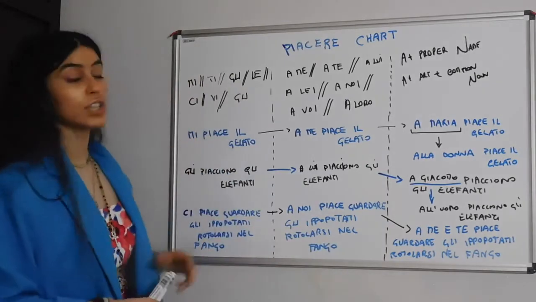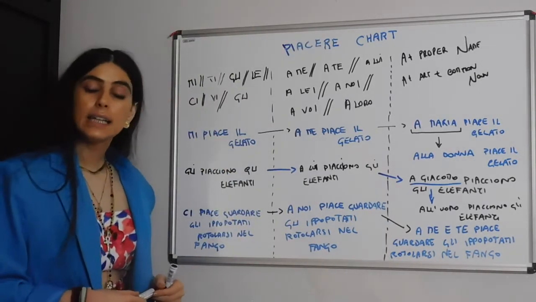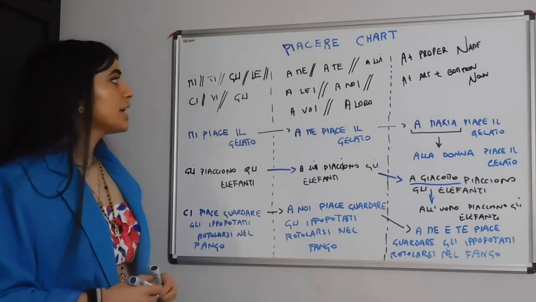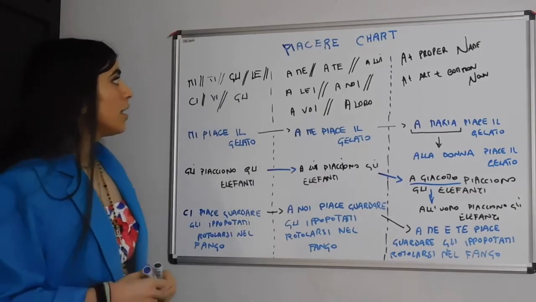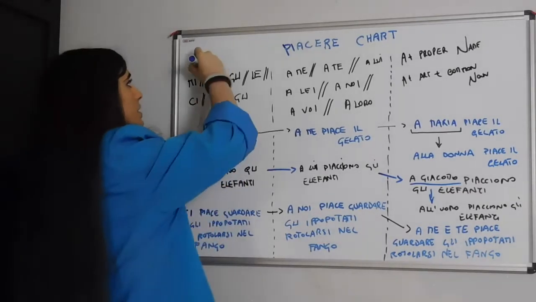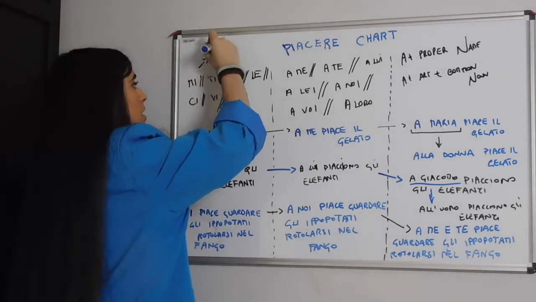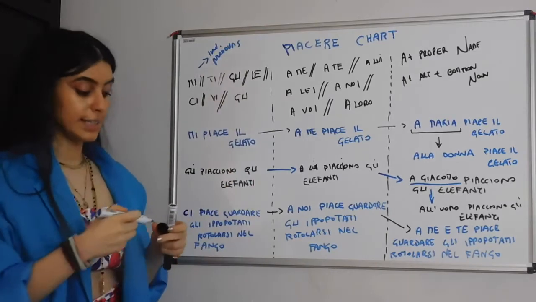At the top of the first column, I have written mi, ti, gli, le, ci, vi, gli. These ones are the so-called indirect pronouns, the ones we have already seen, okay?